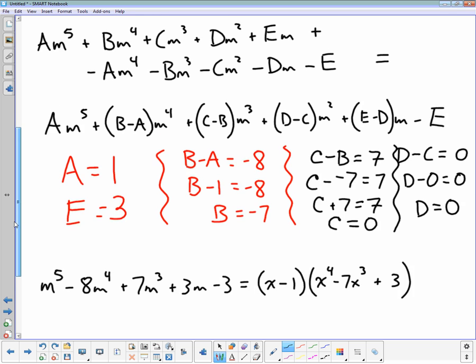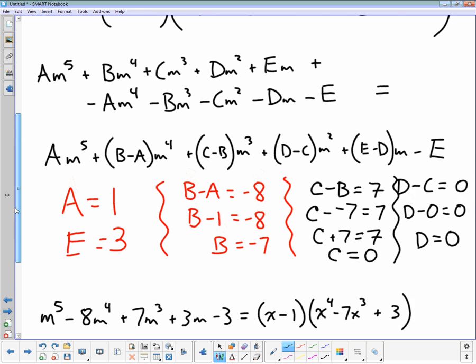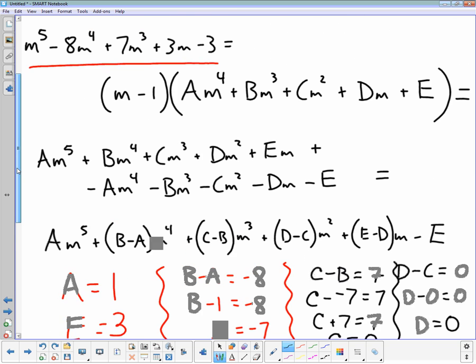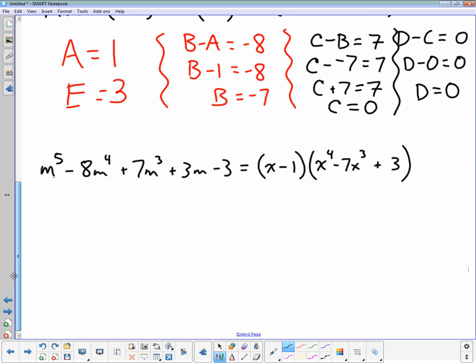Would there be a missing term? I'm confused too. I don't know what you're asking. We can actually check this by multiplying it out. I shouldn't say x. They're m's, aren't they?